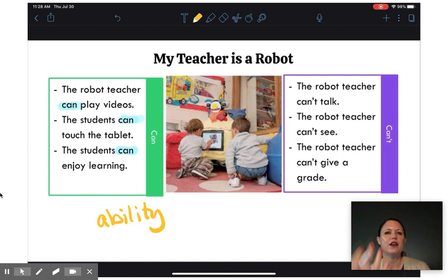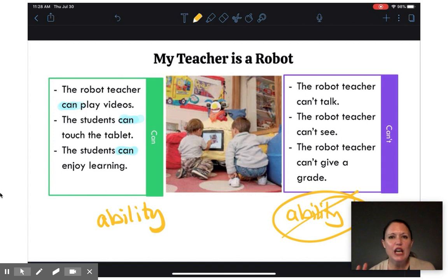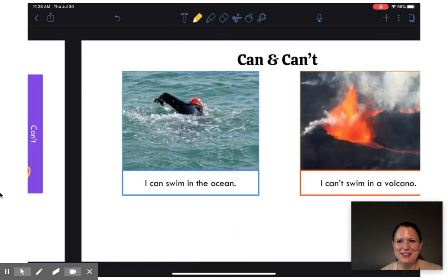It can show videos. The students can touch it. The students can enjoy learning. And can't tells me things that it doesn't have the ability to do. No ability. It can't see. It can't give an A+ with a smiley face. Let's look at some more examples.